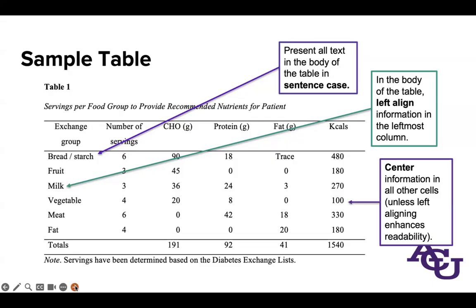In all of the other cells in the body of the table, you're usually going to center them unless left aligning them enhances readability. So under protein, I have all those numbers centered under protein. Under kilocalories, those numbers are centered. If you had a large chunk of text, for instance, a table of participants' responses to some survey questions that were a paragraph length or several sentences, then you would probably want to left align them and put a little indent to make sure that it's more easily readable.